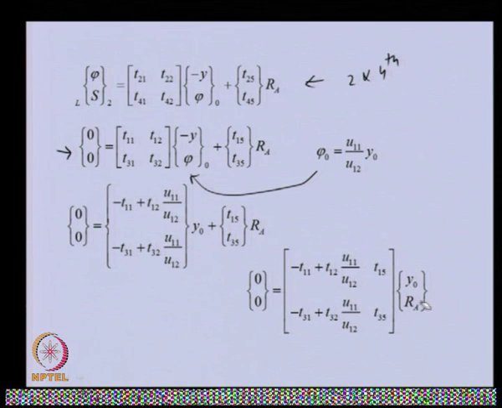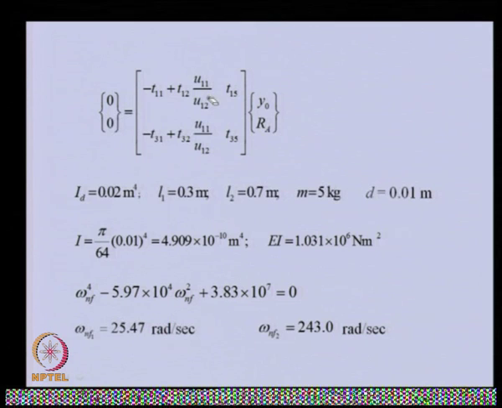Now you can see this homogeneous equation has a non-trivial solution, that means when we do not want Ra and y naught to be 0, we need the determinant of this to be 0. So that will give us the frequency equation. This is the frequency equation, the determinant of this, and for various values of the parameters, if we substitute in this, because the t's and u's will contain only one unknown, omega, we will get a polynomial.